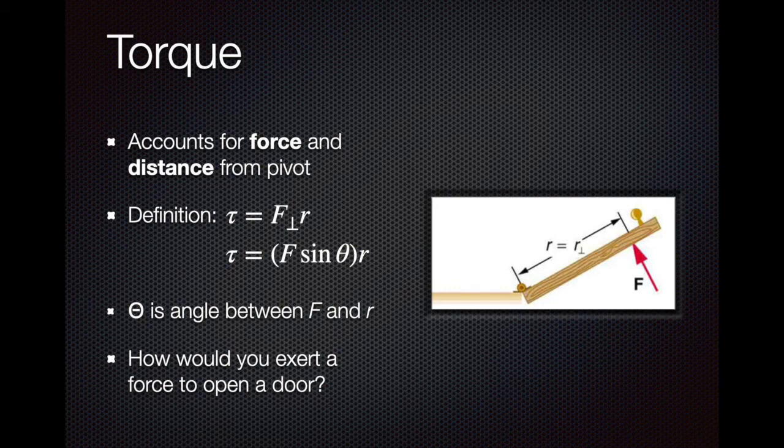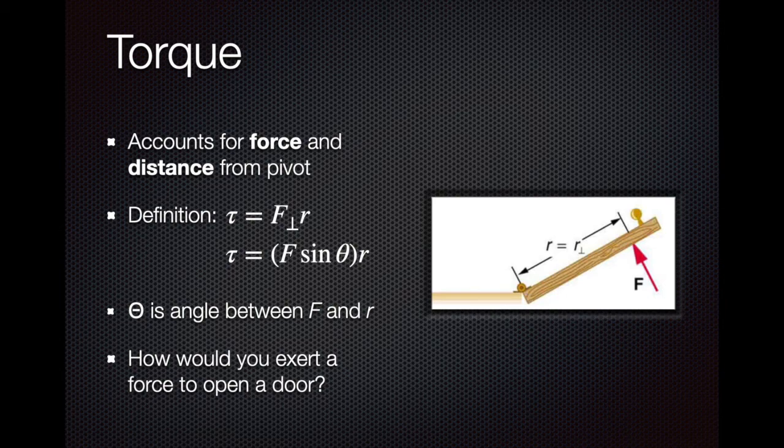So in this picture, the force appears to be exactly perpendicular to the moment arm, which means it's perpendicular to the door itself. So that perpendicular component can be found by taking that force times the sine of the angle between the force and the moment arm or the lever arm.